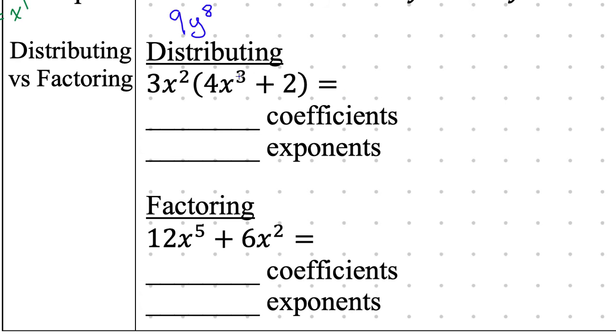So I was gonna distribute it first. Go for it. So 3x to the power of 2 times 4x to the power of 3 would be 12x to the power of 5. Plus, so 2 times 3x to the power of 2 is really 2x to the power of 0. So it would be plus 6x squared.